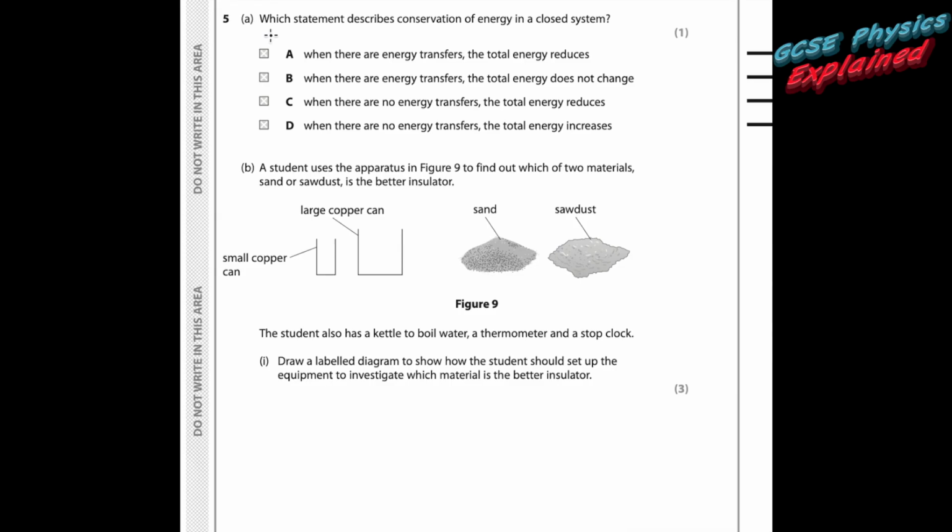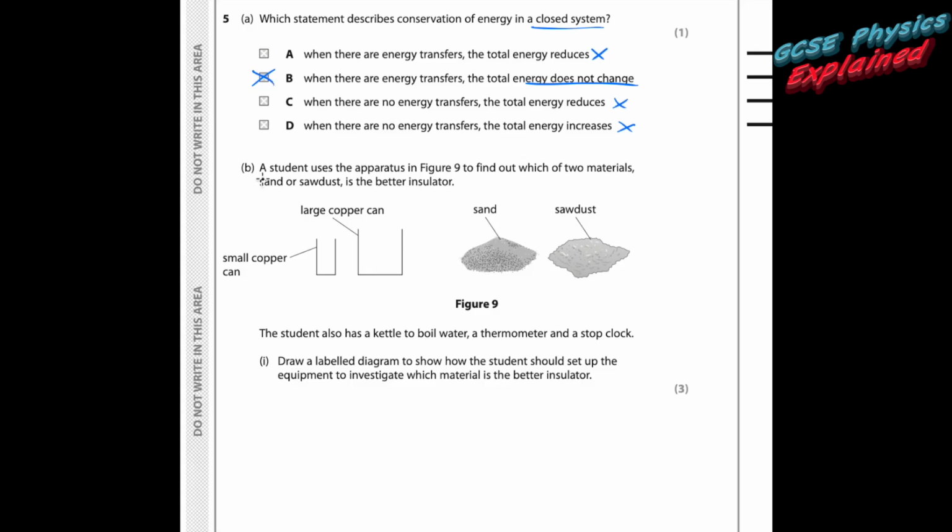Question 5, Part A. Which statement describes conservation of energy in a closed system? So closed system means that nothing can get in or out. When there are energy transfers, the total energy reduces. No, nothing can get in or out. When there are energy transfers, the total energy does not change. Yep, that could be it. When there are no energy transfers, the total energy reduces. Nope. When there are no energy transfers, the total energy increases. No. So the answer was definitely B.